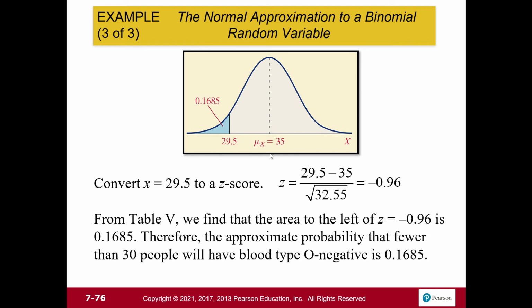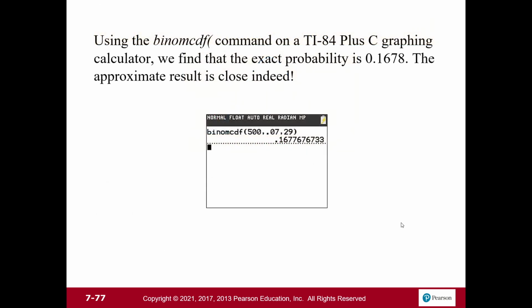Now, whenever you're calculating the z-score, that's when you're going to use a table. You want to use the table because the table is reported in z-scores. So for table V, you just have to look up negative 0.96. All right, and now here it says using the binomial CDF, we find the exact probability is 0.1678. The approximate result was close.